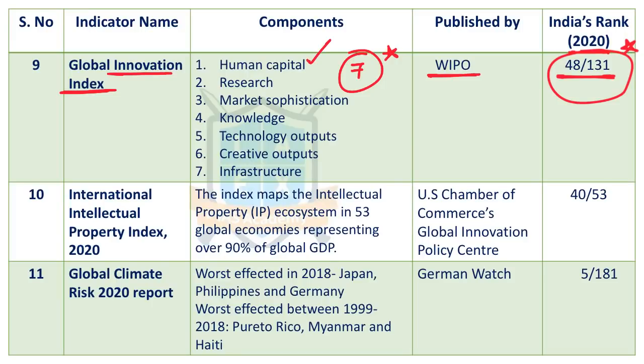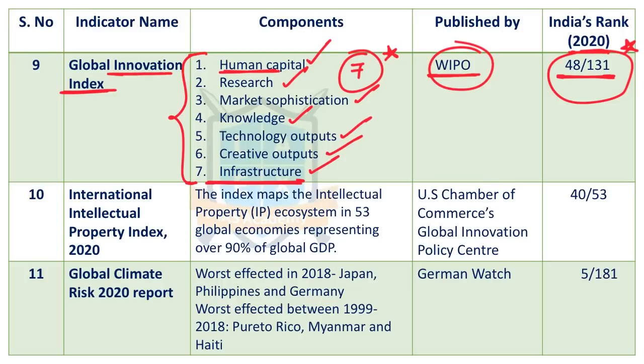1 is human capital, 2 research, 3 market sophistication, 4 knowledge, 5 technology outputs, 6th one creative output, and finally infrastructure. India is lagging behind in infrastructure, human capital. There are few components where India is lagging behind. These are few of the components, but overall it considers 7 pillars or seven components and then gives out the ranking. WIPO, World Intellectual Property Rights Organization. India got 48th rank.